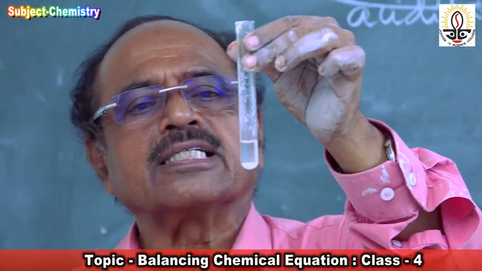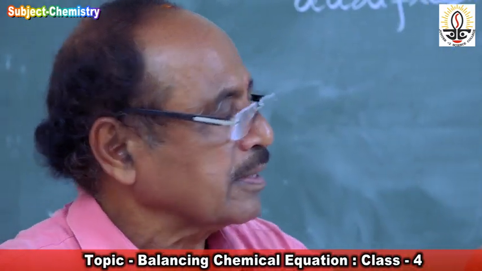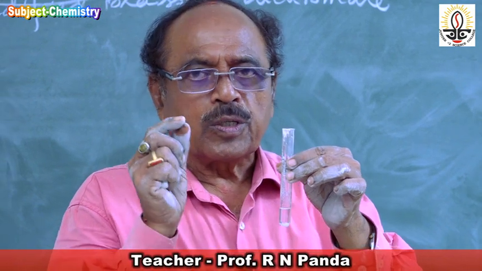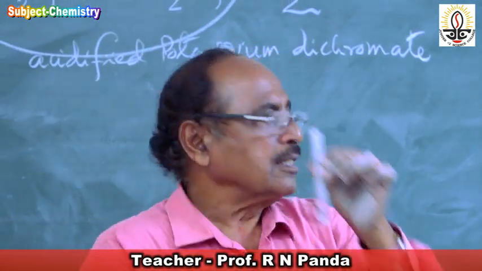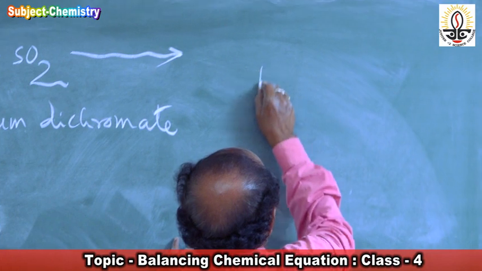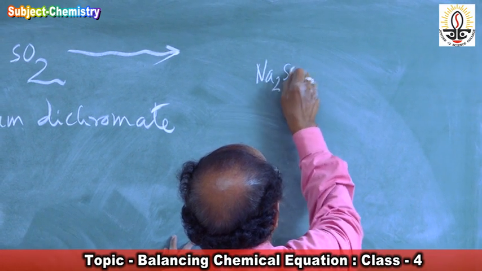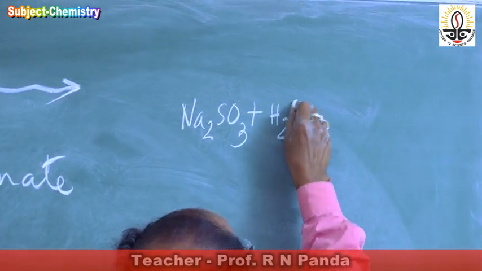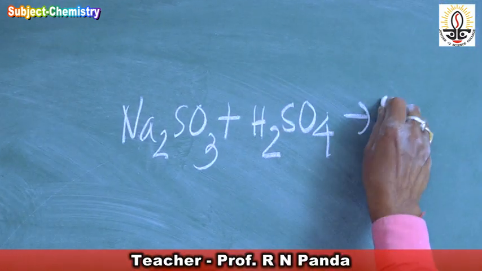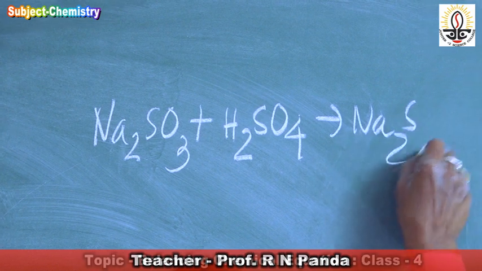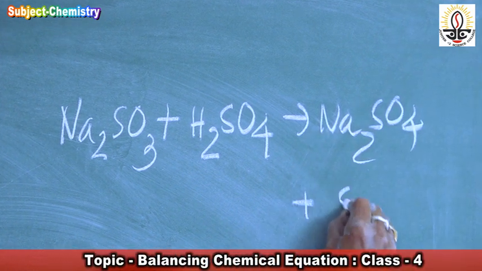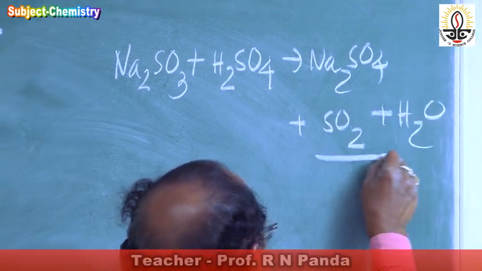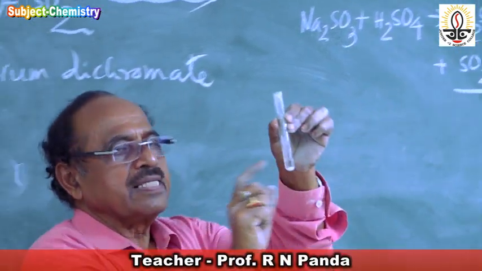So now the reaction is going on. I have written the equation. Sodium sulfite reacts with sulfuric acid to produce sulfur dioxide. This reaction I have shown you already. I take sodium sulfite and treat it with sulfuric acid. This produces sodium sulfate and sulfur dioxide plus water. So now the sulfur dioxide and water both are present here.